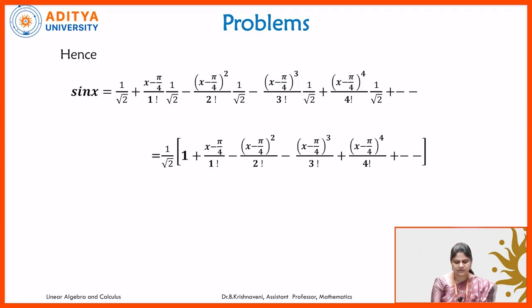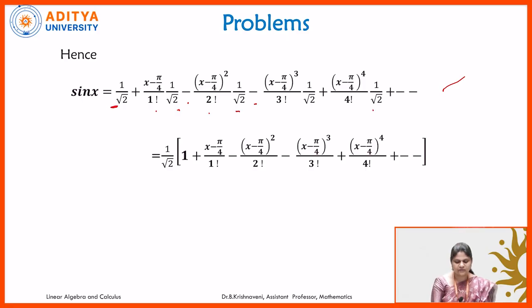So now substitute all the values in the Taylor series expansion. Then we get sin x is equal to 1 by root 2 plus x minus pi by 4 by 1 factorial into 1 by root 2 minus x minus pi by 4 whole square by 2 factorial into 1 by root 2 minus x minus pi by 4 whole cube by 3 factorial into 1 by root 2 plus x minus pi by 4 whole to the power of 4 by 4 factorial into 1 by root 2 plus so on.